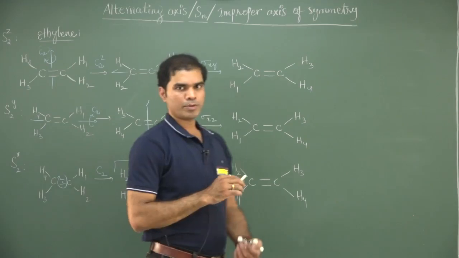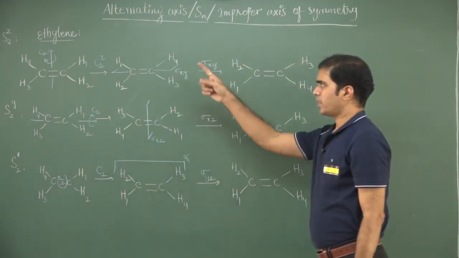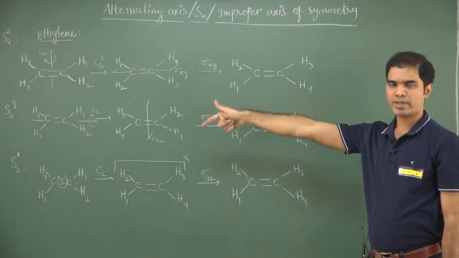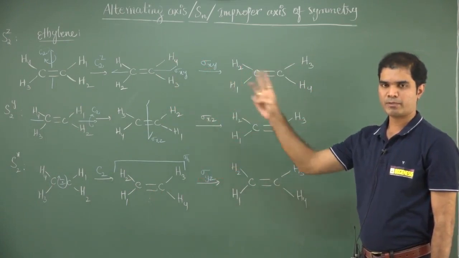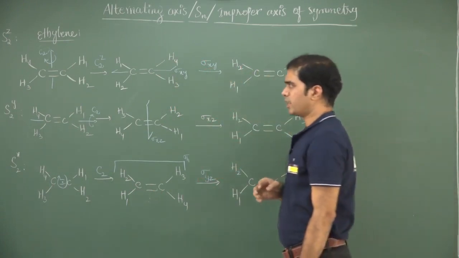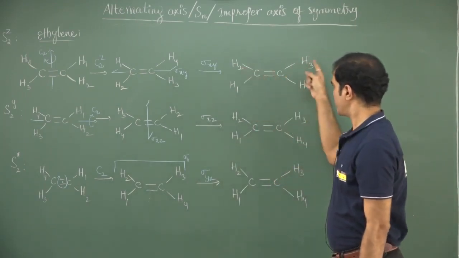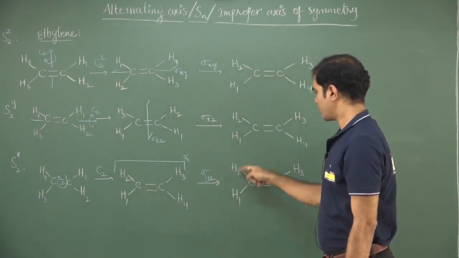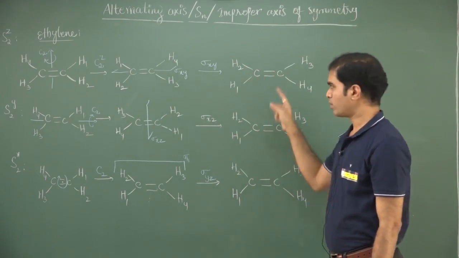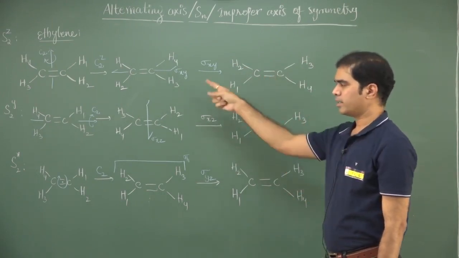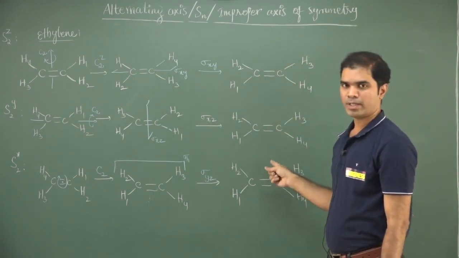Now look at the most interesting things. I have performed S2 along Z, S2 along Y and also S2 along X. 3 different performances, 3 different actions. But what I am getting is the same product. 1, 2, 3, 4. It means all the structures that I am generating, they are just identical to one another.